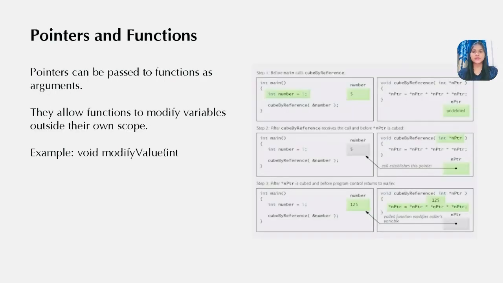Pointers and functions. Pointers can be passed to a function as an argument. They allow functions to modify variables outside their own scope. Example void modify value int. Here we can see many examples regarding pointers and functions.